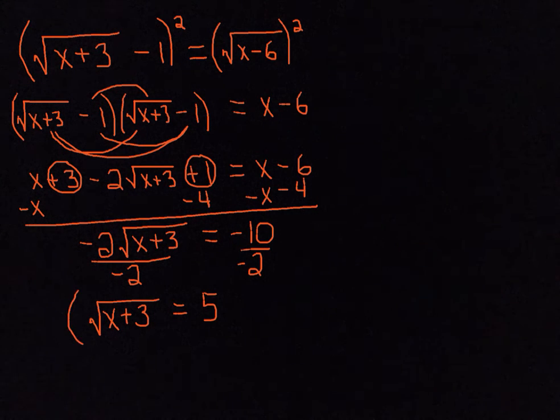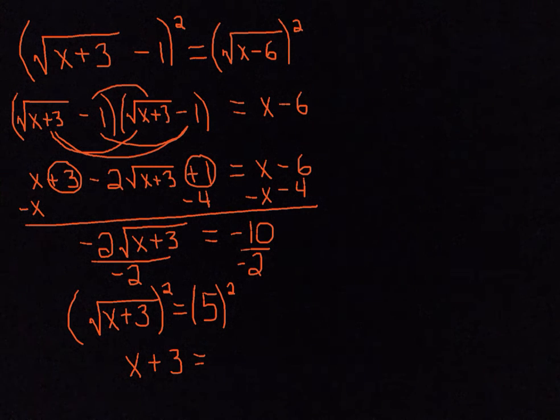Again, to get rid of a square root, you simply square the entire side. So that gets rid of the square root, so x plus 3 is equal to 25.